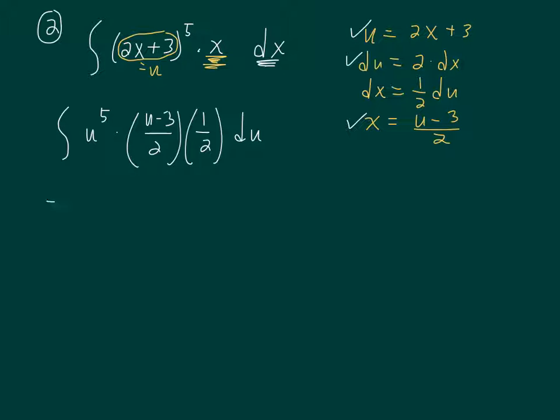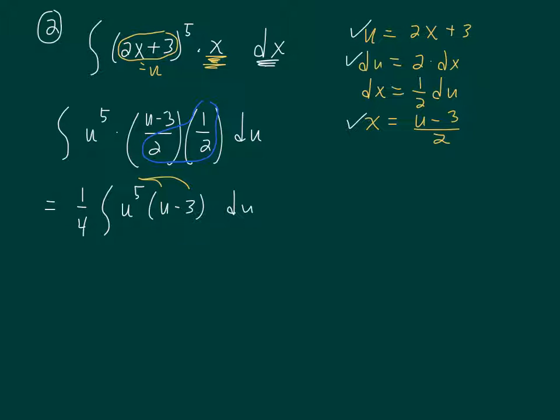Now let's try to make our lives easier. Notice how we have this 1/2 times another 1/2. So we could actually take out a 1/4. All right, throw that out in front. And then we're left with u to the 5th times u minus 3, all right, with respect to u. So that du on the end indicates we're going to be looking to integrate with u as our independent variable. So you want to always look to pull out as much as possible. In this case, we pull out a 1/4, all right, to make simplifying much easier.